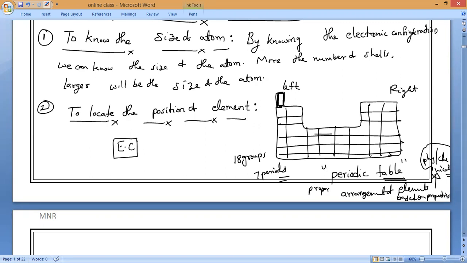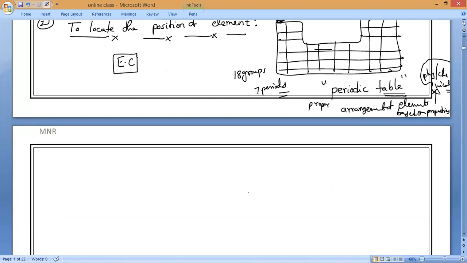So, with the help of electronic configuration, I can say where the position is, whether it is present at the left side or right side. Suppose the number of shells represents the period number and the valence electrons will decide the group number. That is what you have to remember. For example, the number of shells decides, or represents, the period number.